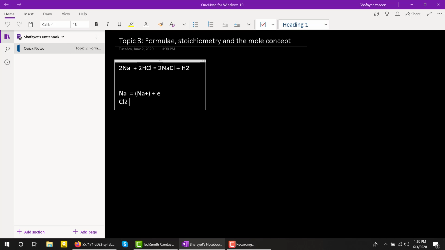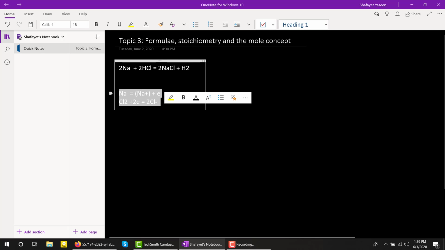So simplifying it, Cl2 will basically become 2Cl minus by gaining 2 electrons. So Cl2 will be gaining 2 electrons to form 2Cl minus. So now the question is, how do we come to a reaction from these two equations? How do we form a complete chemical equation from these two equations?